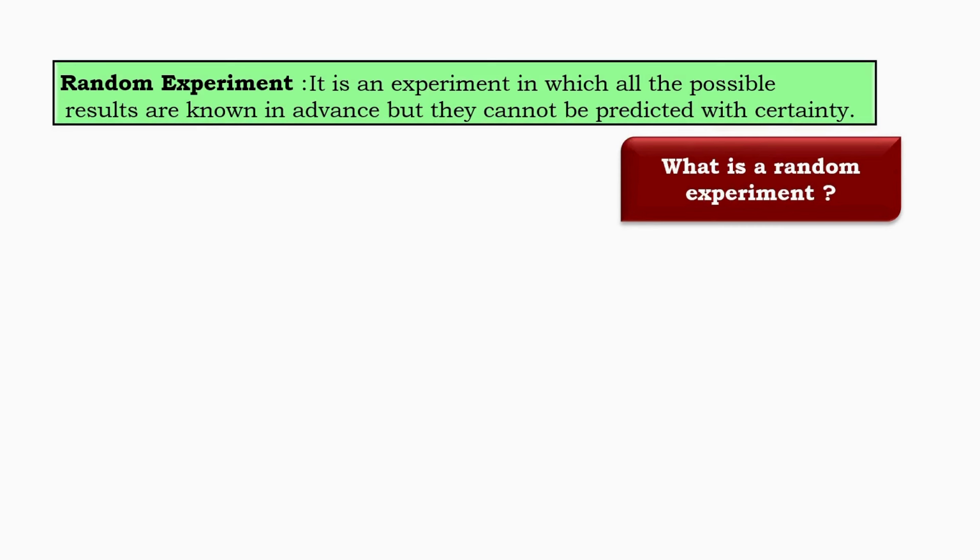So in probability we will use the random experiment where we know the different values of output or results, but that cannot be predicted with certainty. Then that is called a random experiment.